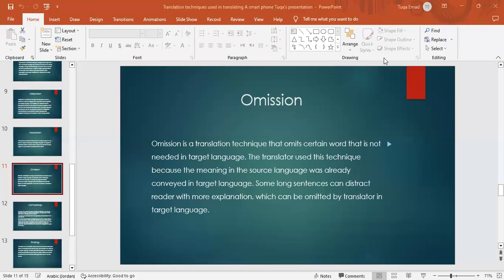Omission means not using the words that have no place in the target language. It also means concealing the word that does not have equivalence or is not needed in the target language. The translator used this technique because the meaning in the source language was already conveyed in the target language. Some long sentences can distract readers with more explanation, which can be omitted by the translator in the target language.